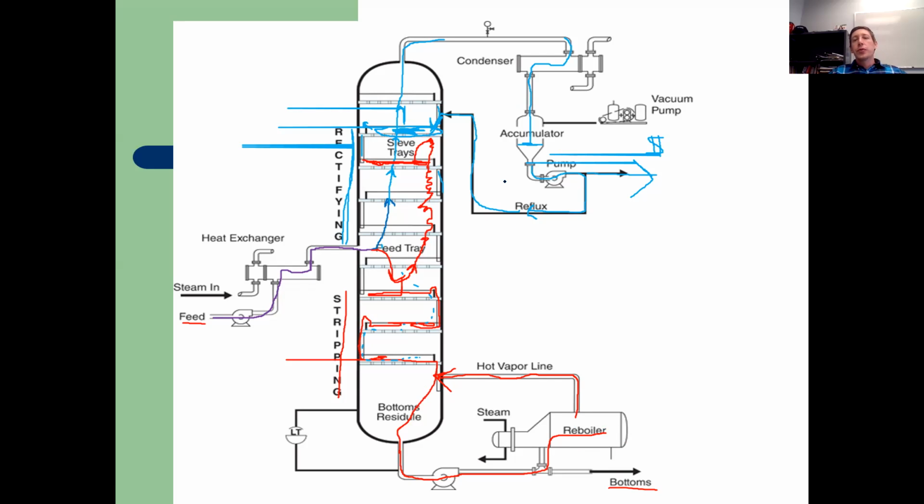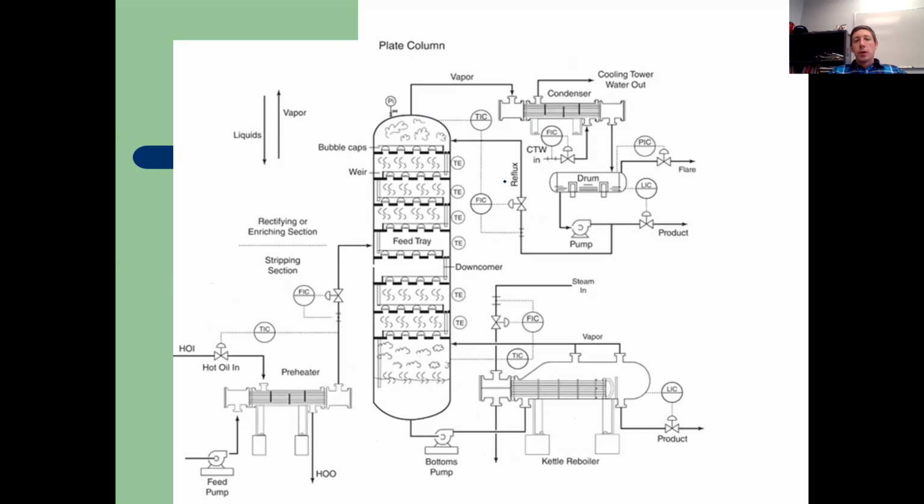Okay, and so that's kind of the overview of what happens with distillation inside that column, and what that looks like. Here's a little bit more detailed picture that has a little bit more of the instrumentation, a little bit more of the controls and everything on it as well.